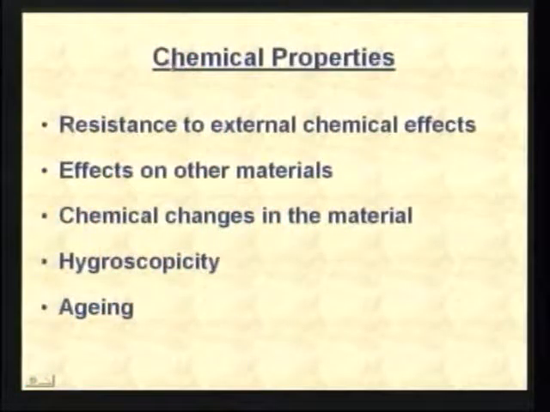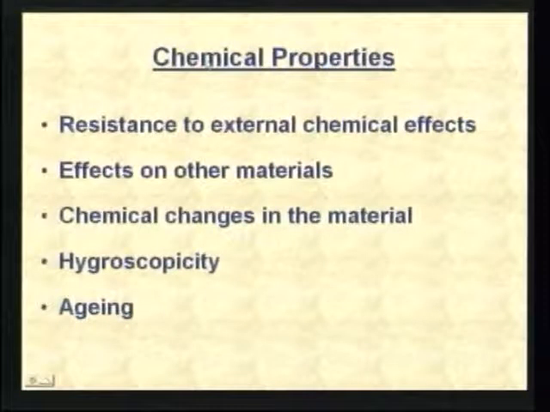The next is the chemical properties of insulating materials. The various chemical properties of insulating materials are resistance to external chemical effects, effects on other materials, like how the insulating material gets affected by the other materials nearby, the chemical changes in the material, hygroscopicity and aging. Right? We look into each one of them.